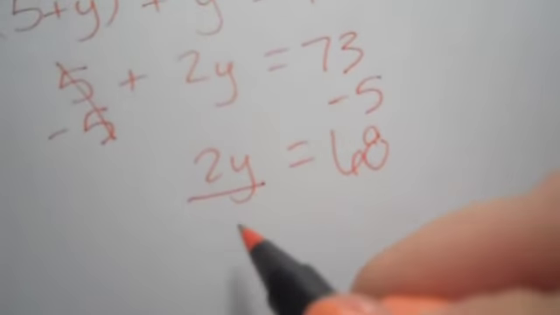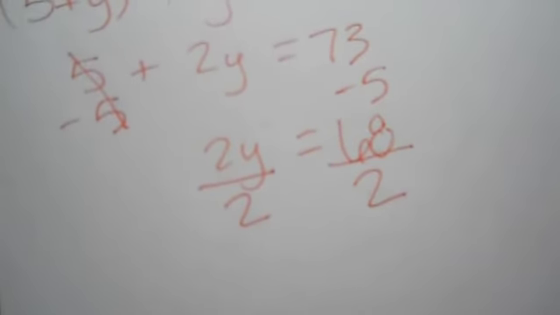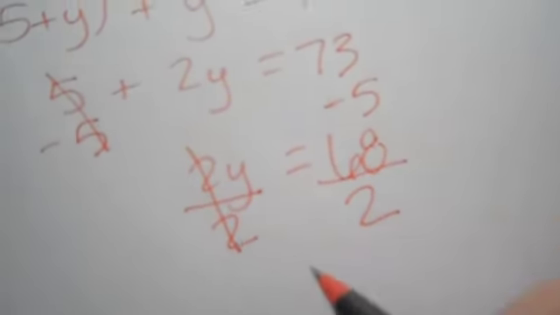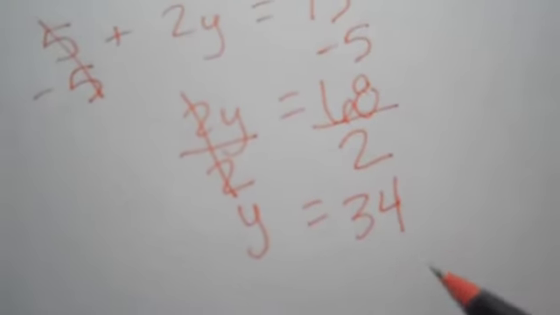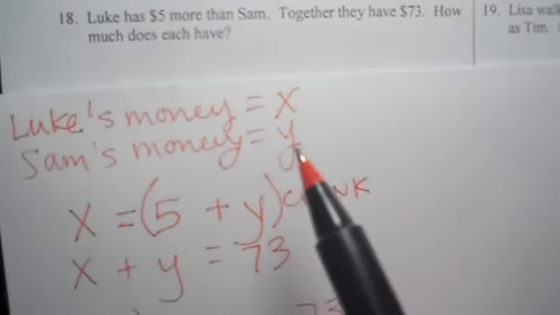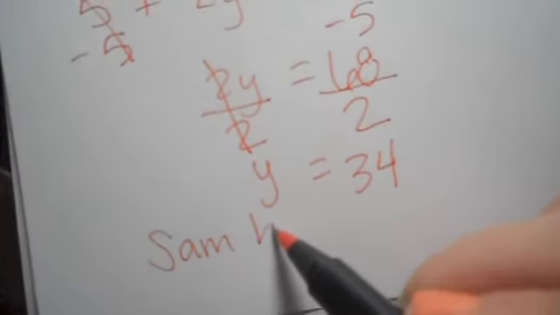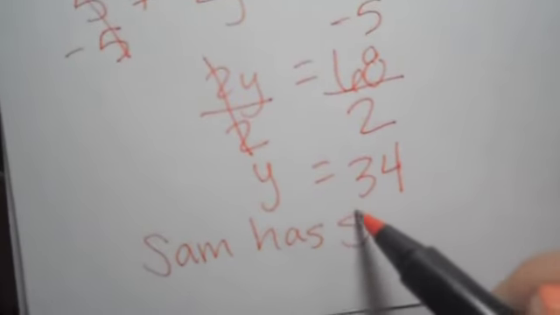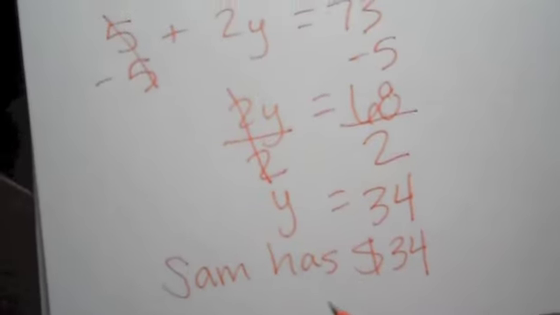We have a 2 multiplied by the Y. That's not okay. We need Y by itself. So we're going to divide both sides by 2. It cancels. We're left with Y equals, that's 34. Y equals 34. What does that mean? Oh yeah, we were doing a word problem, right? And we said Y was Sam's money. So if Y is 34, we're going to say Sam has $34.